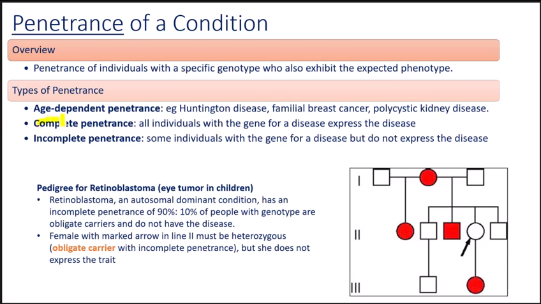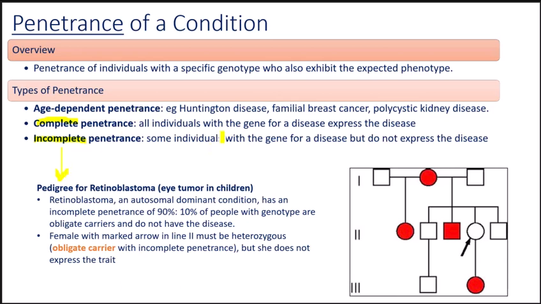Complete penetrance. Incomplete penetrance, on the other hand, means that individuals who have the disease-causing genotype may not exhibit the disease phenotype at all. So they may not have the physical characteristics, even though the genotype and associated disease can be transmitted to the next generation coming up. An example of incomplete penetrance is a condition called retinoblastoma. Retinoblastoma is an autosomal dominant disease that causes eye tumors in children.